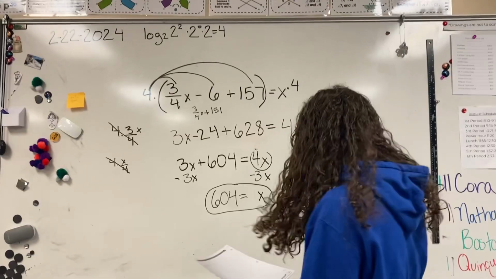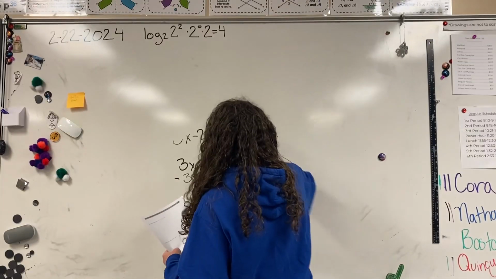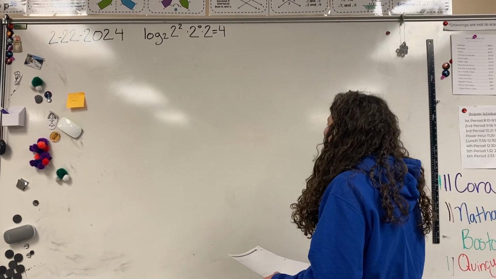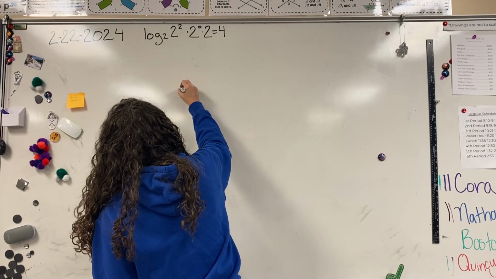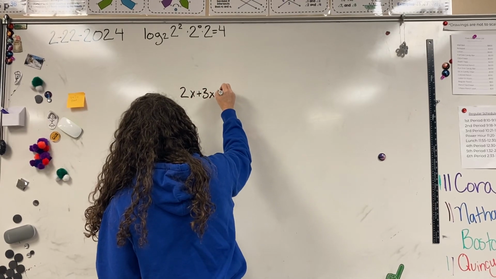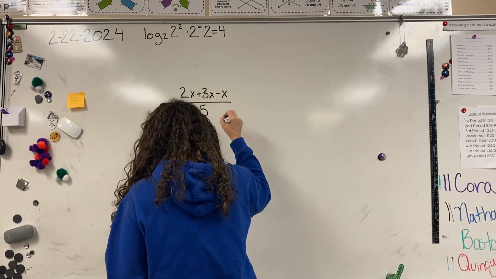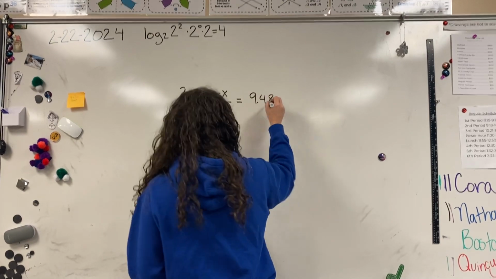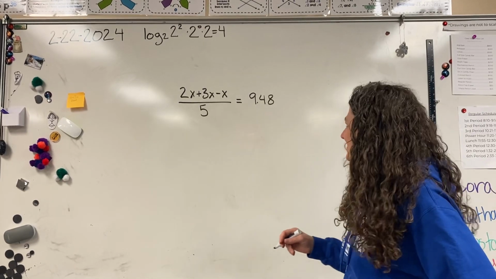Oh, that's a good one. Thank you for asking me on that one, Tayson, because that is a good one to show. I'm not going to do that exact same one. Give me small numbers, guys. 6. 2. 0.25. It's a little bigger than that. 2x plus 3x minus x over 5 equals 9.48. I didn't want to have a fraction within a fraction, Coulter.